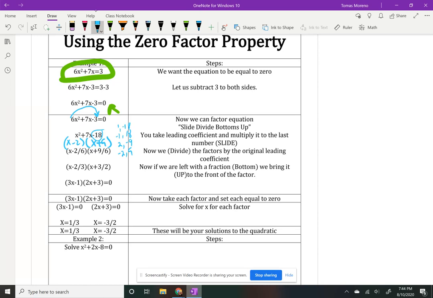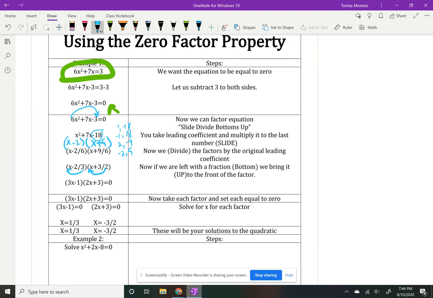However, to have a factor, we cannot, I repeat, we cannot have fractions. So what we do is take the denominator and bring it to the front of the x. And that's the slide, divide, bottoms up. The bottom number is moved up, right? So now we have our two factors. Now we're still not done. That was just to get the factors, but we're a lot closer.